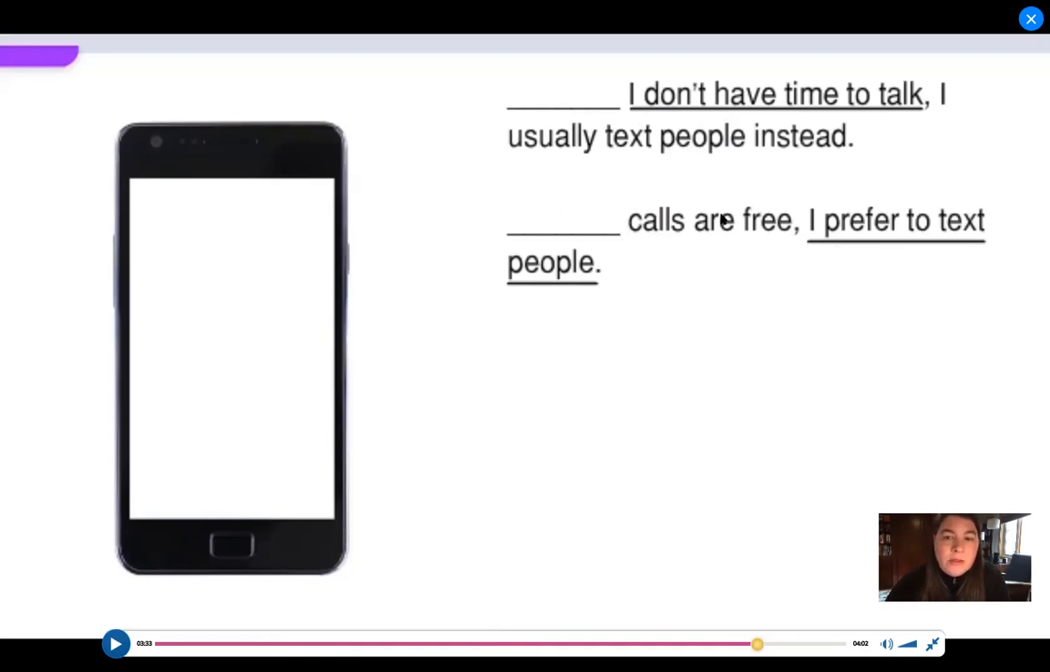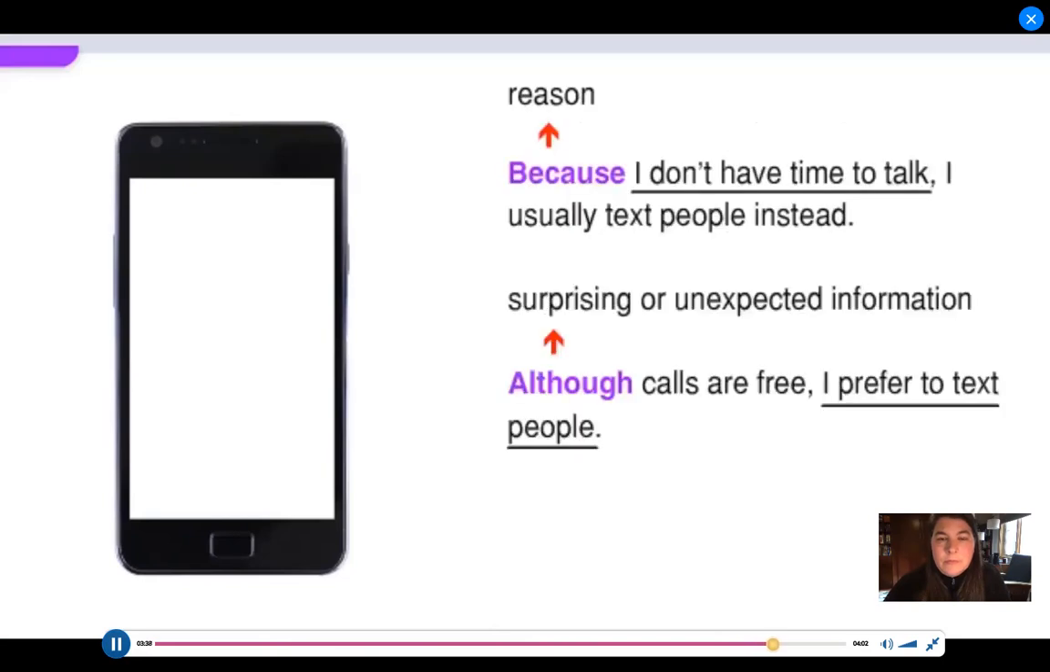Although calls are free, I prefer to text people. That shows the contrast. This is unexpected. Because I don't have time to talk, I usually text people instead. Although calls are free, I prefer to text people.